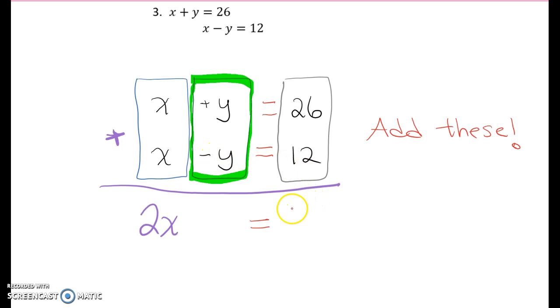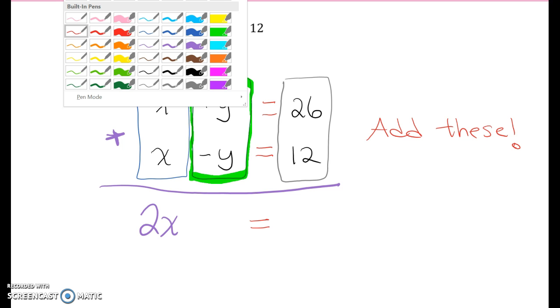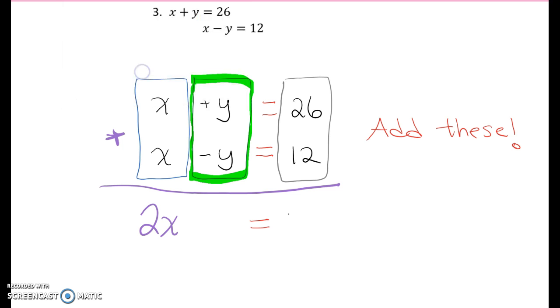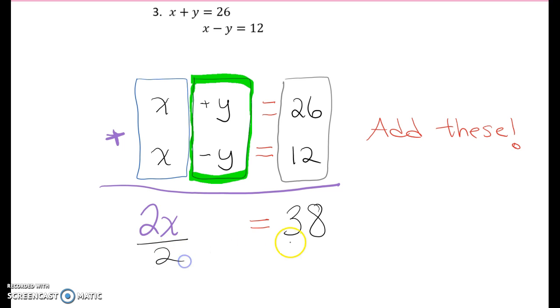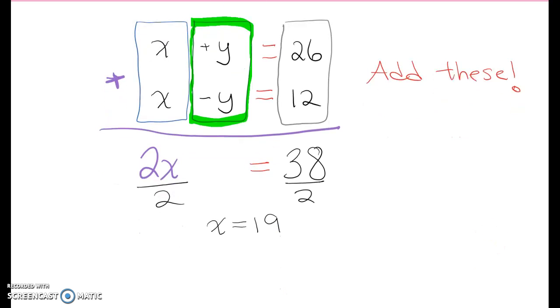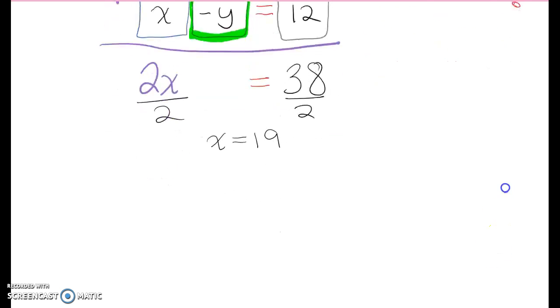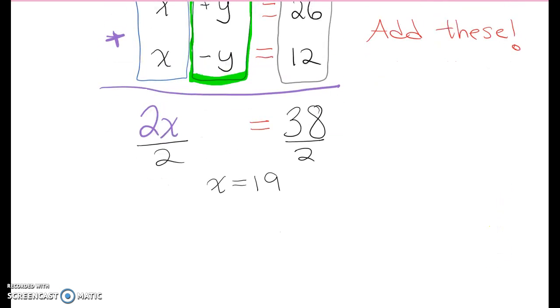And so now I know that 2x equals the sum of 26 and 12, which is 38. Well, that's an equation I know how to solve. Let's divide both sides by the coefficient of x, and let's get x equals 19. Now, the funny thing about this method, elimination, is that only the first step is elimination. The second step is actually substitution, right?